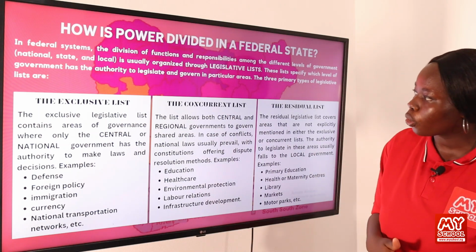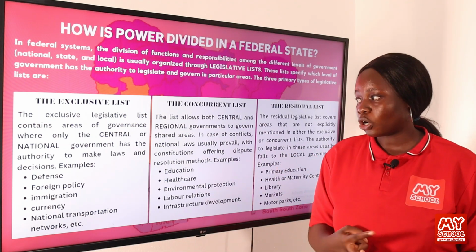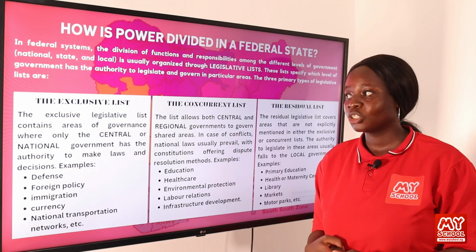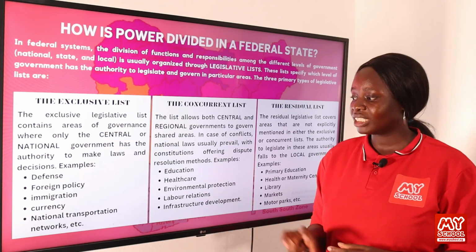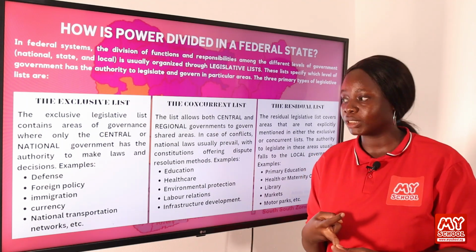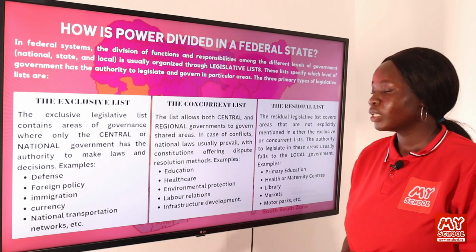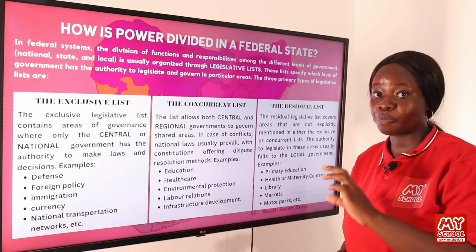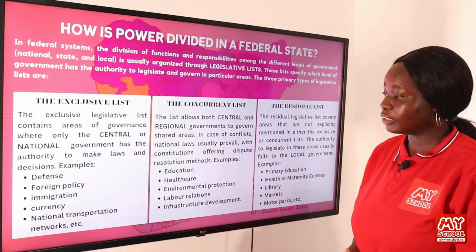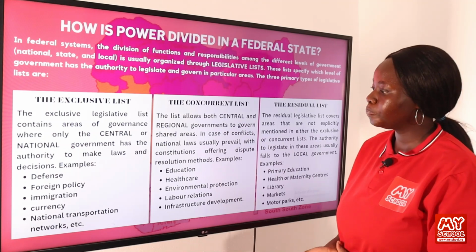So now let's move on to the concurrent list. This list allows both the central and the regional government to govern shared areas. So it is the list that contains the powers that are shared by both the federal government and the state government. So in case of conflicts, national laws usually prevail. That means the federal government has supreme power over these different areas. That is why they said national laws always prevail.